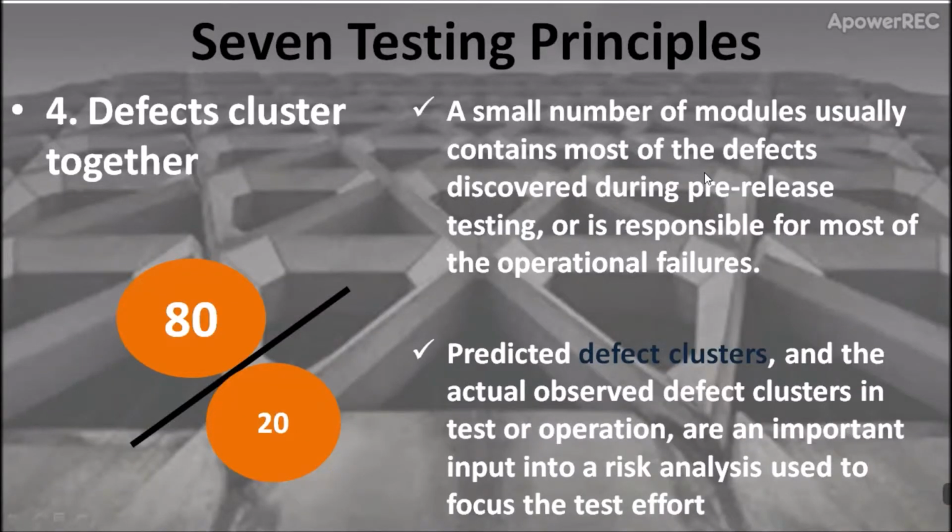Principle number 4: defects cluster together. A small number of modules in your software are the reason for most of the defects that you discover while testing, or that are not discovered and then appear in the operational environment. So you as a tester should detect the defect clusters, and the actual defect clusters that happen while you are testing, so that you perform risk analysis with this information to focus the test efforts.